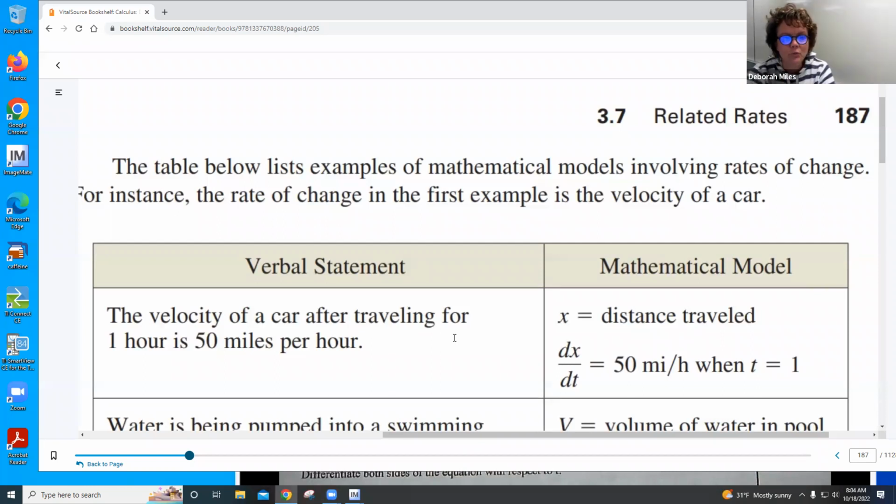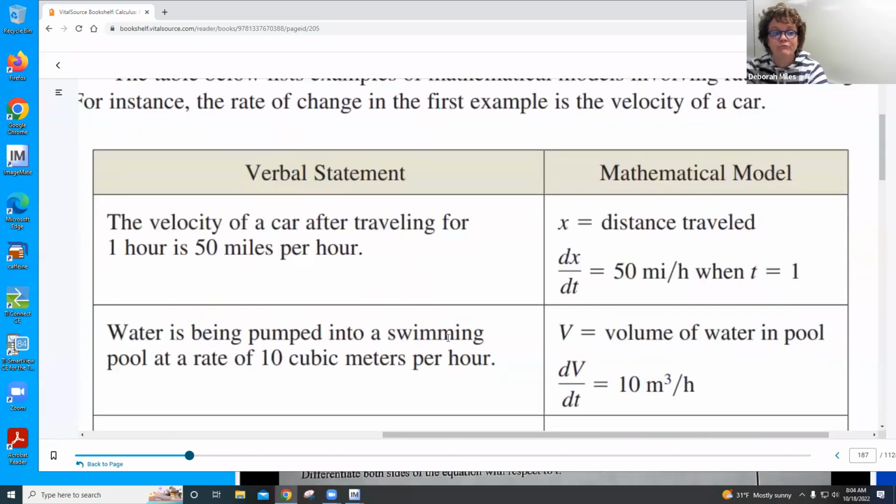For example, the first one: the velocity of a car after traveling for 1 hour is 50 miles an hour. If x is the distance traveled, then dx over dt, think about what the units would be there. That x represents miles and that t represents hours. So dx over dt is miles per hour. And the statement is that dx over dt is 50 miles an hour when time equals 1. In 1 hour, the velocity, dx over dt, was 50.